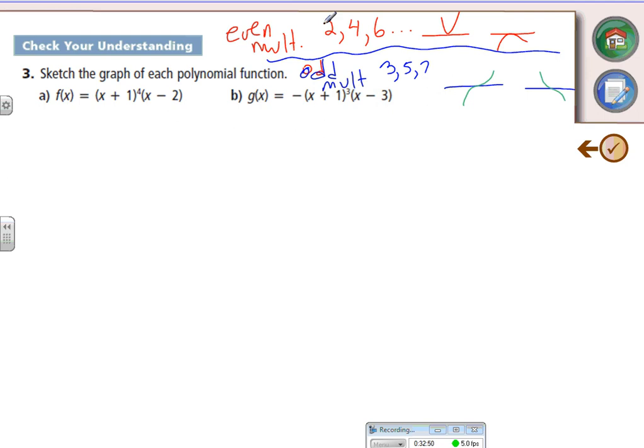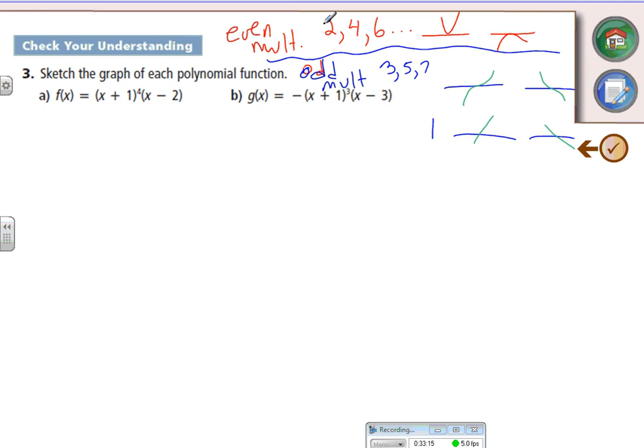Well, why did I leave 1 out? If it is a multiplicity of 1, then it's just going to go straight on through, either that way or that way. So it kind of looks similar to the odd ones, but it's just going to be a straight line through instead of a curved line through.